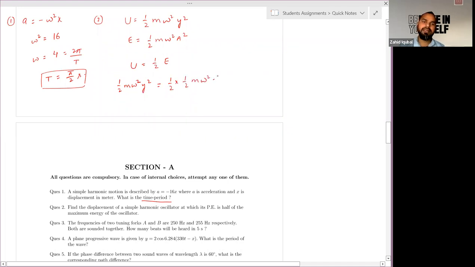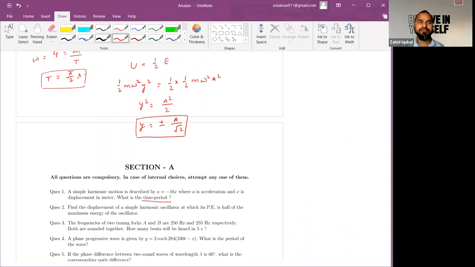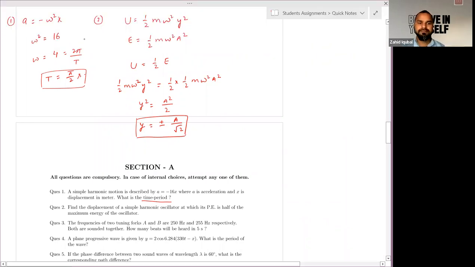ω² a². Half m ω² will cancel out. So you're left with y² = a²/2. So y will be equal to ± a/√2. So at this displacement, potential energy will be half of total energy. Atif, is it clear? Yes, sir.